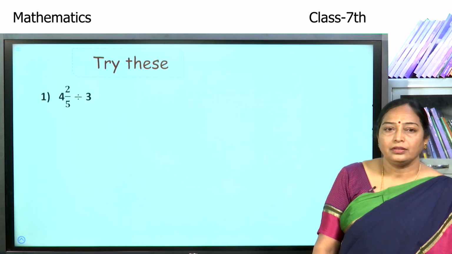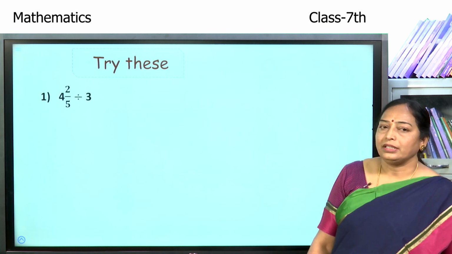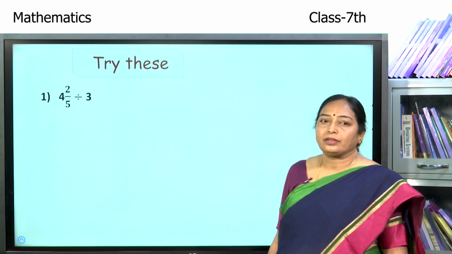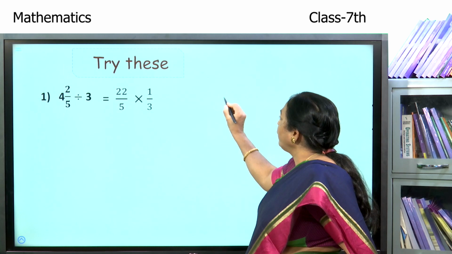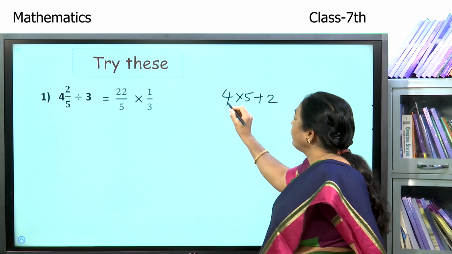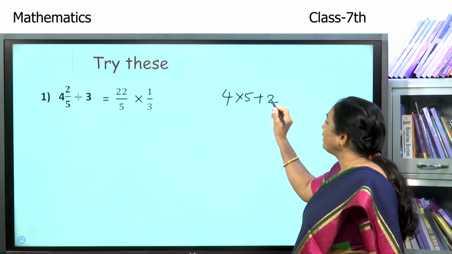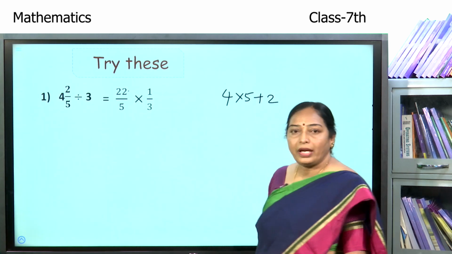Take one example, how to divide this: 4 2 by 5 divided by 3. Convert the mixed fraction to an improper fraction. How do we get 22? 4 into 5 plus 2. 4 5s are 20. 20 plus 2 is 22. That is why it is written as 22 by 5.